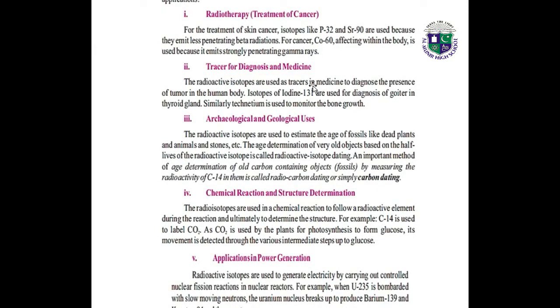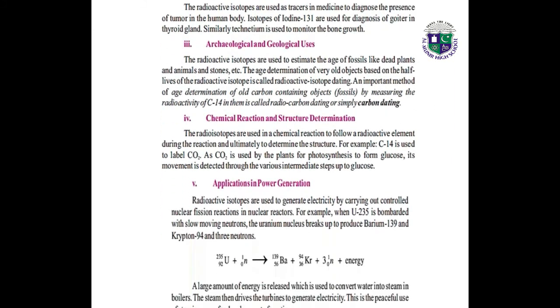We use isotopes in radiotherapy for the treatment of cancer. Isotopes P-32 and Sr-90 are used for the treatment of skin cancer. Tracer for diagnosis and medicine: it is also used as a tracer in medicine to diagnose the presence of tumor in the human body. Isotopes of iodine-131 are used for the diagnosis of goiter in the thyroid gland.